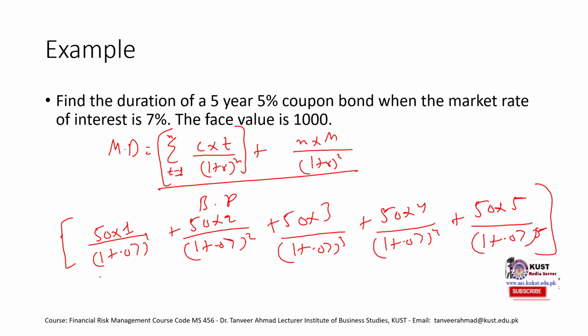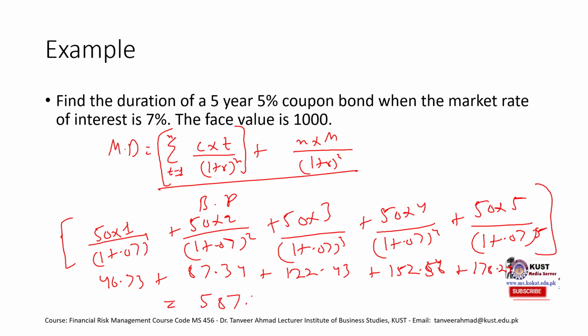So let's solve this. We get these values from each of these equations. And if we sum them up, we get 587.30. So we have solved this part of the equation. Let me clear this, or let's solve it over here.